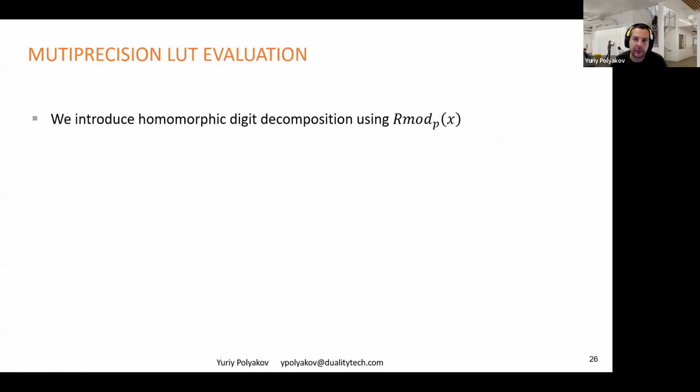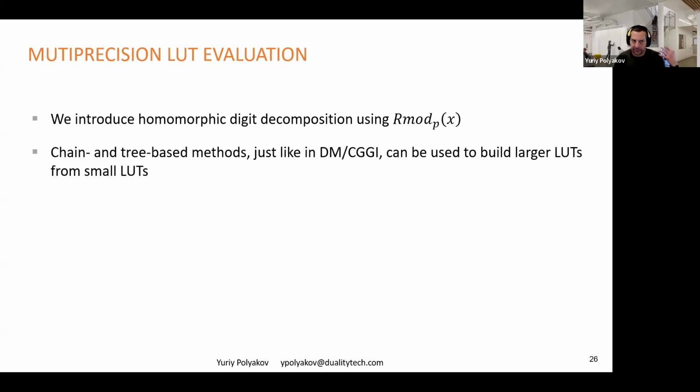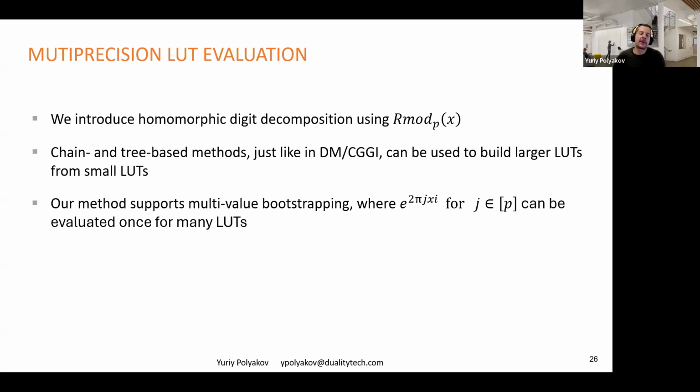And we also discussed how one can evaluate multi-precision LUTs. So more general, not just functions like sign evaluation. And first, of course, we introduced homomorphic digit decomposition using the prior R mod function. Both chained and tree-based methods that are used in the TFHE case can be applied here to build larger LUTs.